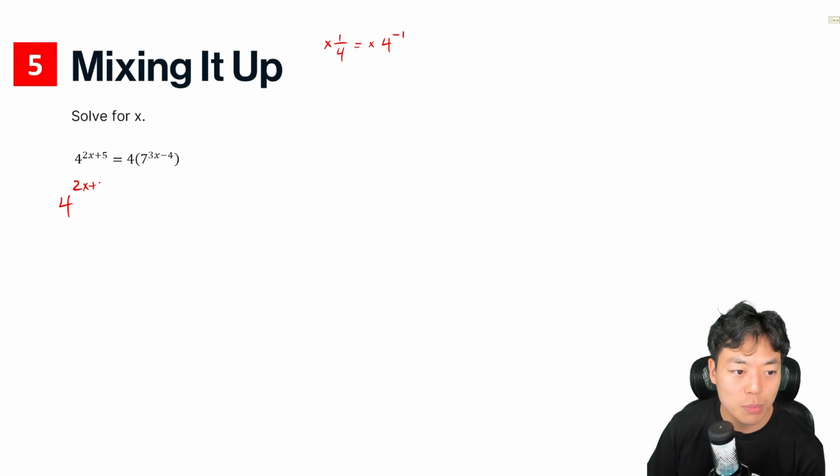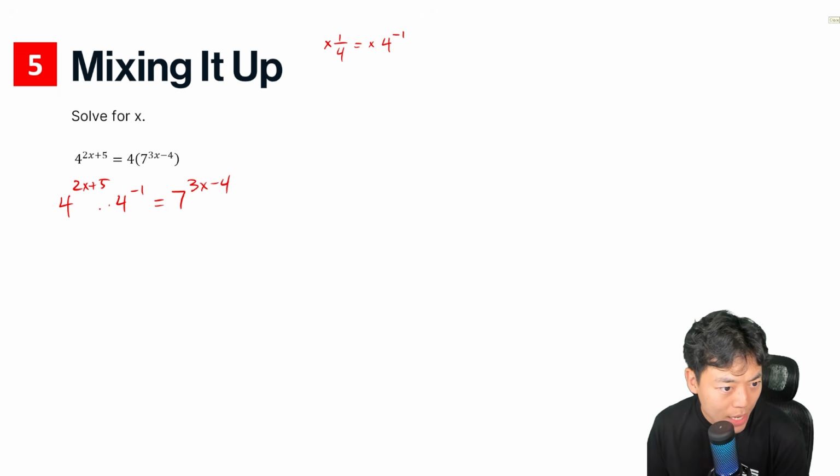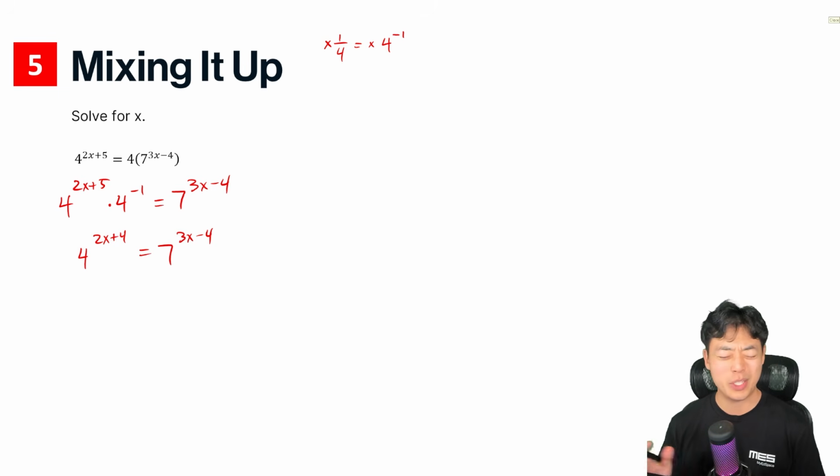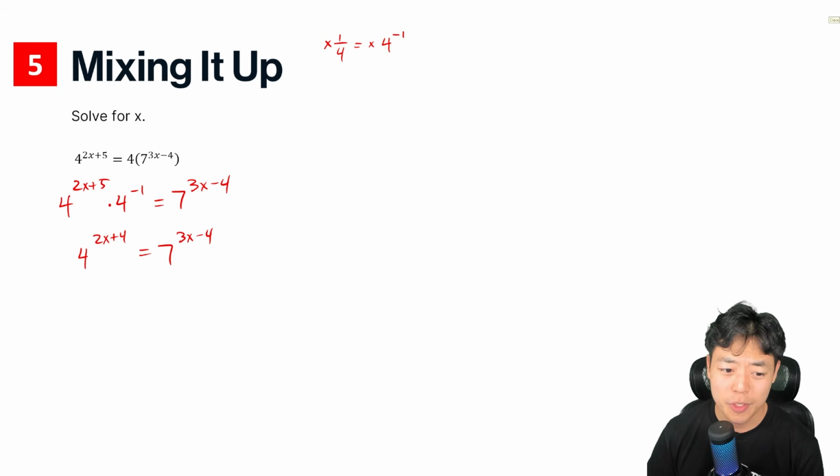I have 4 to the 2x plus 5 times 4 to the negative 1st power. That will give me 7 to the 3x minus 4. All right. I know that when I multiply two exponents with the same base, I can add the powers. That's a pattern that consistently occurs, so we call it an exponential property or rule. So we have 4 to the power of 2x plus 4. That's equal to 7 to the 3x minus 4. We don't have the same base here. So what do we do? We go ahead and take the logarithm. Take log base 4 of both sides.